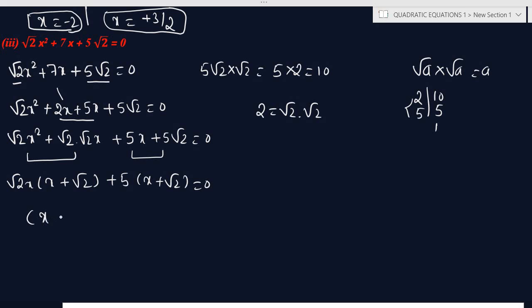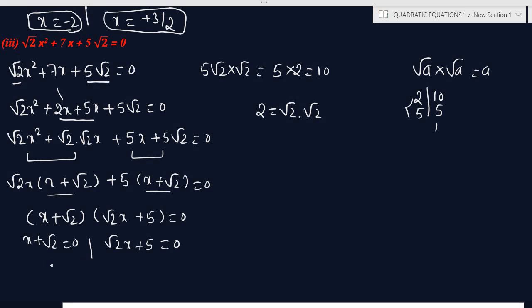See again, what is the common here in the above equation? x plus √2 whole common. What remains here? √2x plus 5 is equal to 0. Let us make x plus √2 = 0 and √2x + 5 = 0. Here x = −√2. And √2x = −5, so x = −5/√2. This is the answer for the given question.